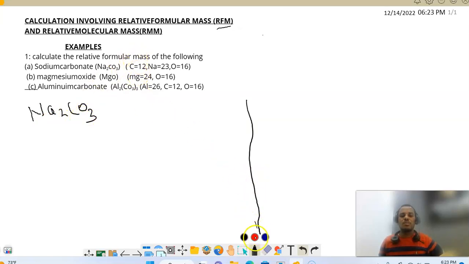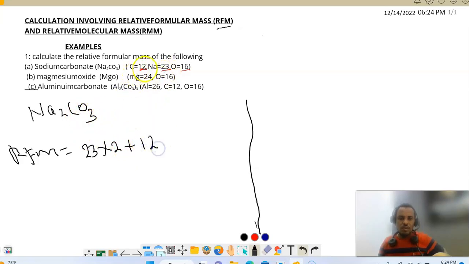In the bracket we have carbon as 12, sodium 23, and oxygen 16. That is the relative atomic mass they have given us. So how do you calculate? Relative formula mass is equal to sodium, 23, times 2, plus carbon 12, we have only one carbon in the compound, plus oxygen. We have 3 oxygen, so 3 times 16, since each oxygen atom, not molecule, is 16.